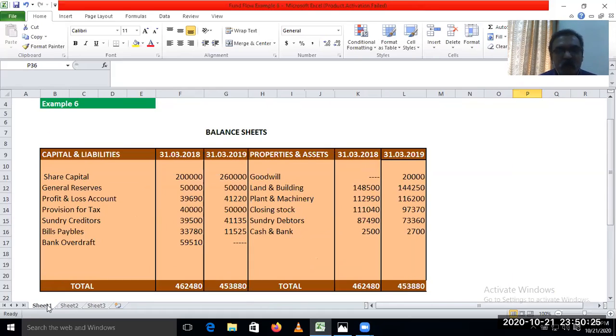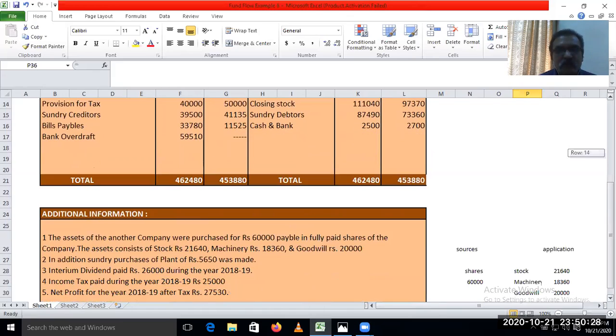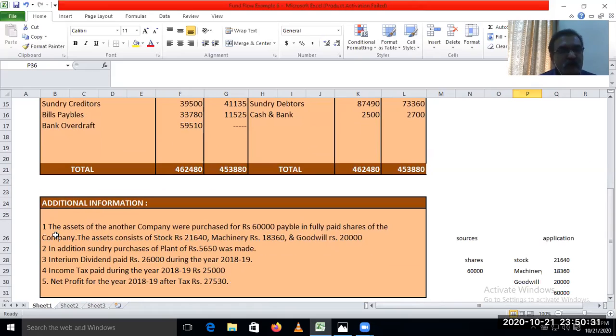Now, other than opening and closing balance, what we know, just here we have seen this one, that the assets of another company were purchased for rupees 60,000. That company has purchased the assets of another company for rupees 60,000 but which is paid by way of equity shares. This 60,000 consists of stock 21,640 and machinery 18,360. So there is an additional machinery purchased of rupees 18,360, but this additional purchase of machinery is not by way of cash or bank, it is by way of issuing shares.